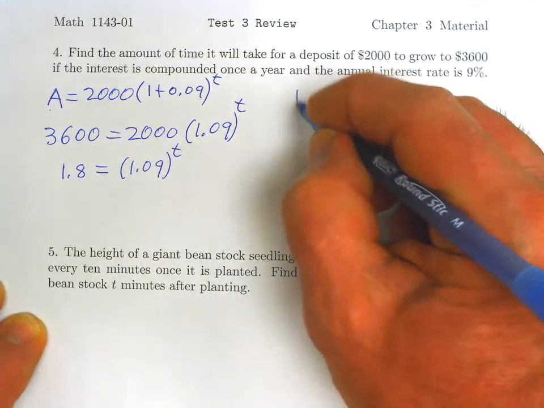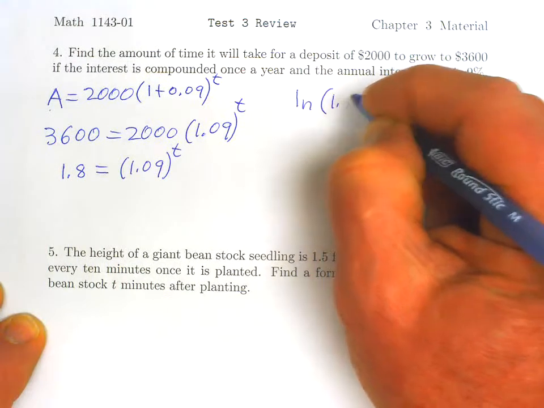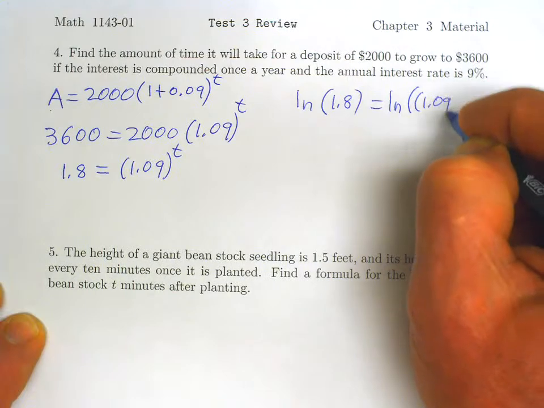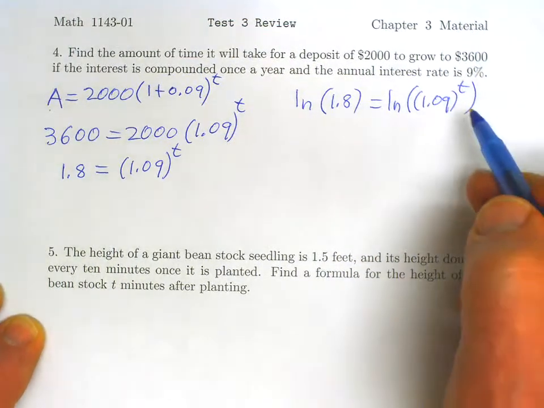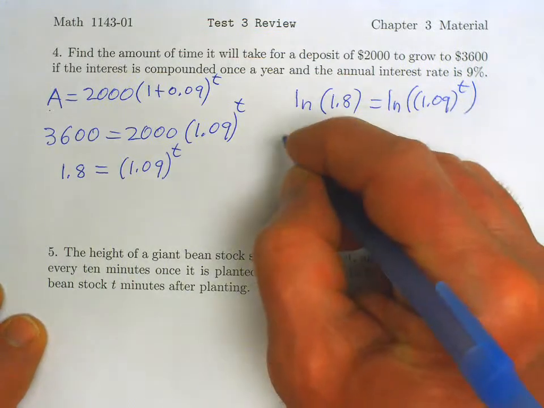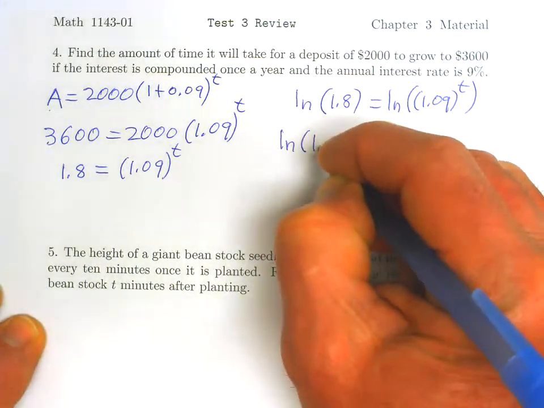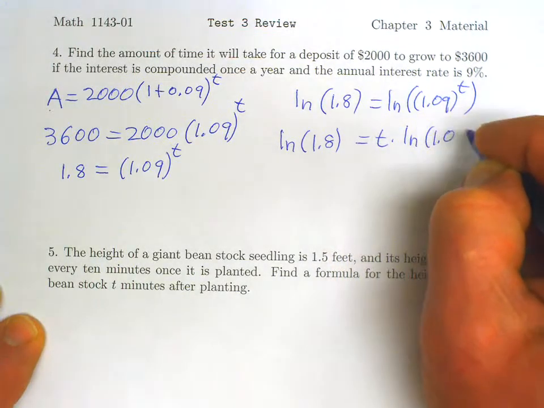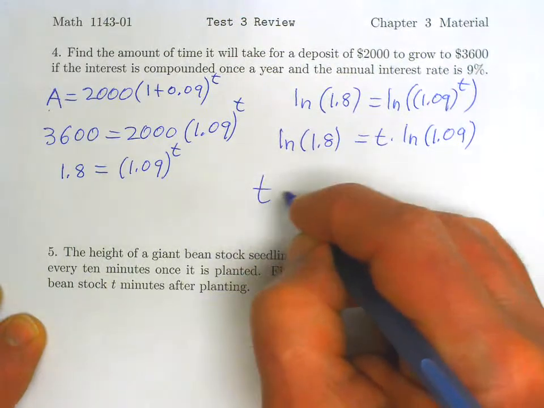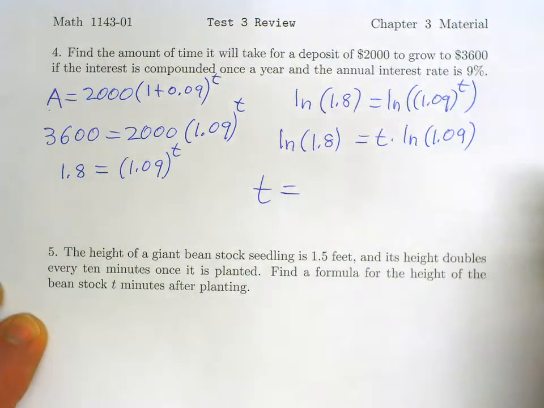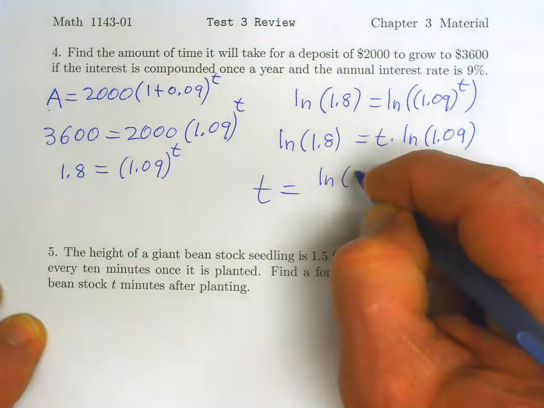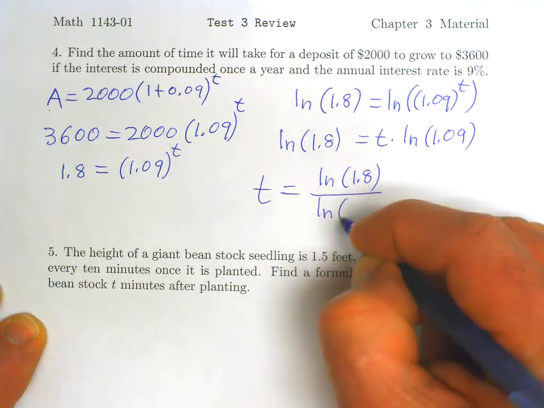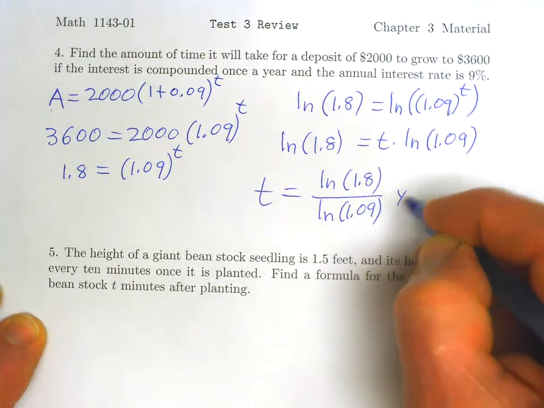And then we can take the natural log of both sides. The natural log of 1.8 equals the natural log of 1.09 to the t. And then the exponent t can be brought out front, so it's the natural log of 1.8 equals t times the natural log of 1.09. And then lastly, divide both sides by the natural log of 1.09. So t equals the natural log of 1.8 divided by the natural log of 1.09, that's measured in years.